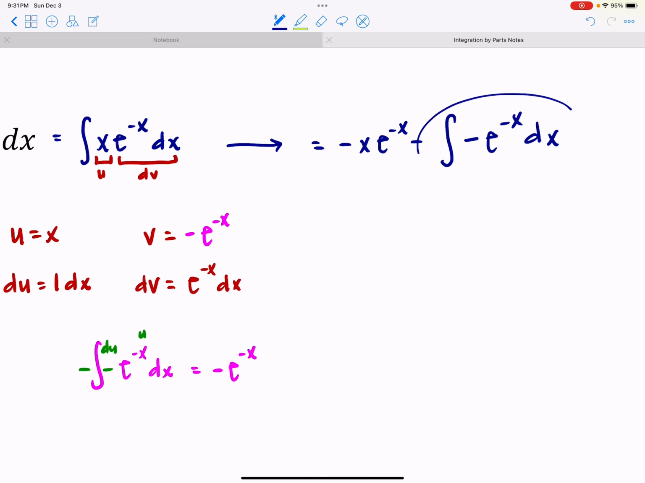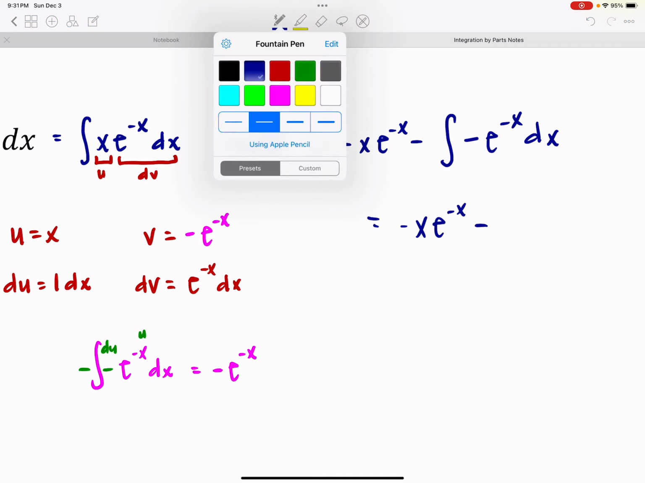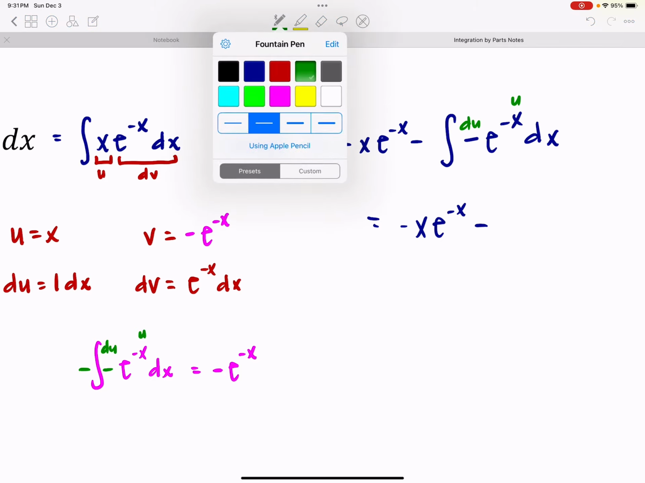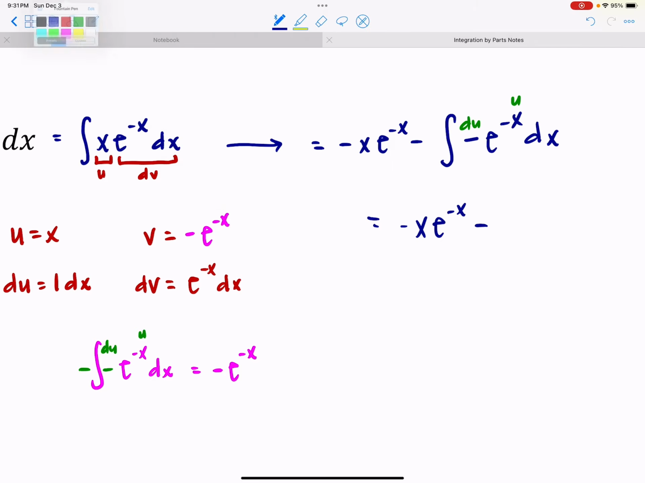And now taking this integral is pretty simple. I just, in fact, did that a second ago. So this becomes negative x e to the negative x minus the integral of negative e to the negative x. Remember, this is u, and because this is not just e to the x, as long as this is du, we're good, and it is. So the integral of e to the u is e to the u. This will be e to the negative x, and then our constant of integration.